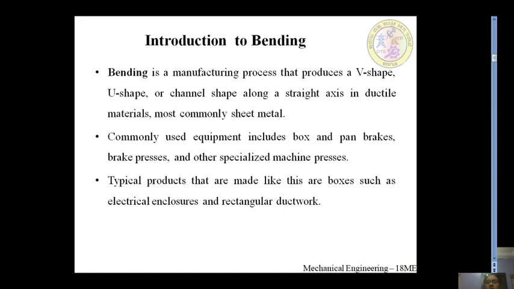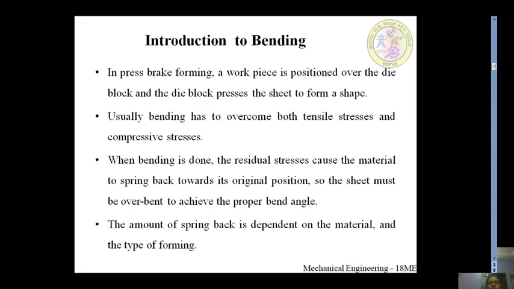Commonly used equipment includes box and pan brakes, brake press and other specialized machine presses. Typical products that are made like this are boxes such as electrical enclosures and rectangular duct. In press brake forming, a workpiece is positioned over the die block and the die block presses the sheet to form a shape. Usually bending has to overcome both tensile stresses and compressive stresses.